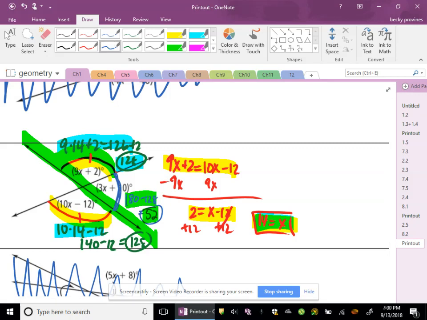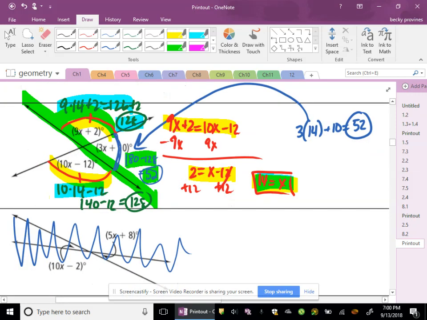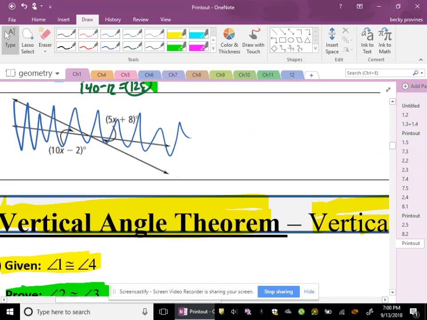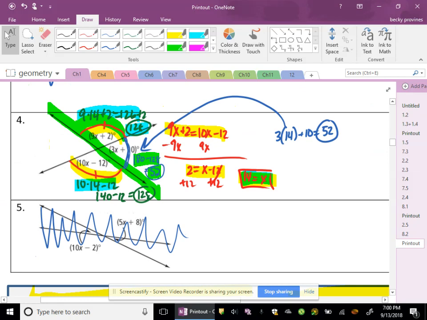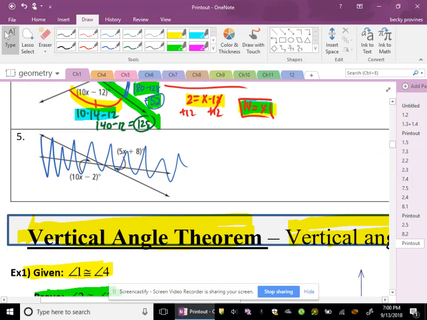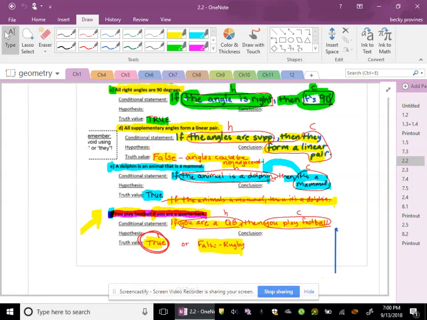Now, if I chose not to do that, I could take the equation and then just plug in the 14. And when I do that, I also get 52. So there are 2 ways to get that one, again, for that angle. All right, so, guys, we are finished with these, and we're going to jump into proofs. Feel free to fast forward it, or back it up to any information that you need.